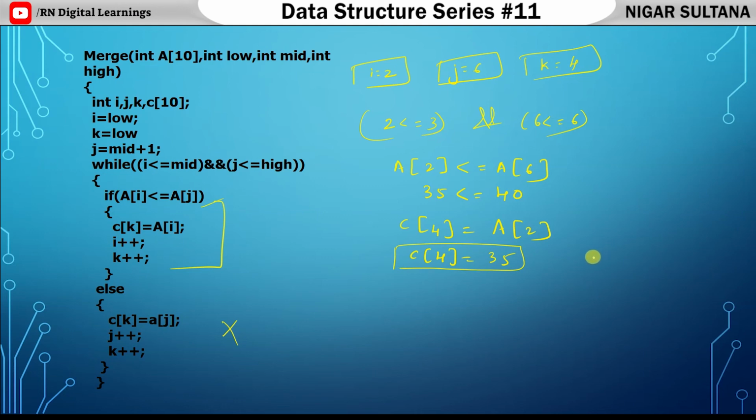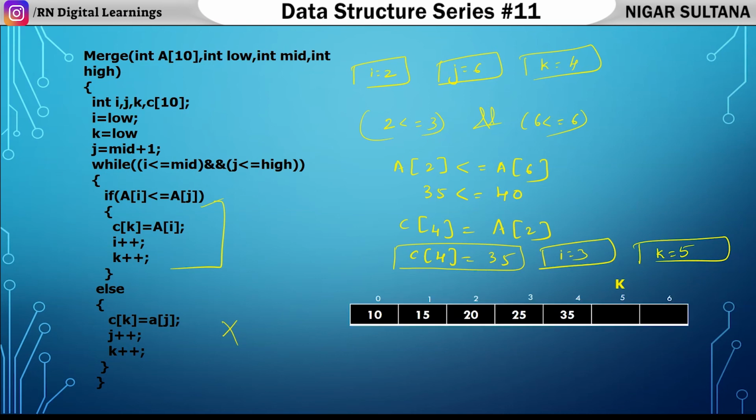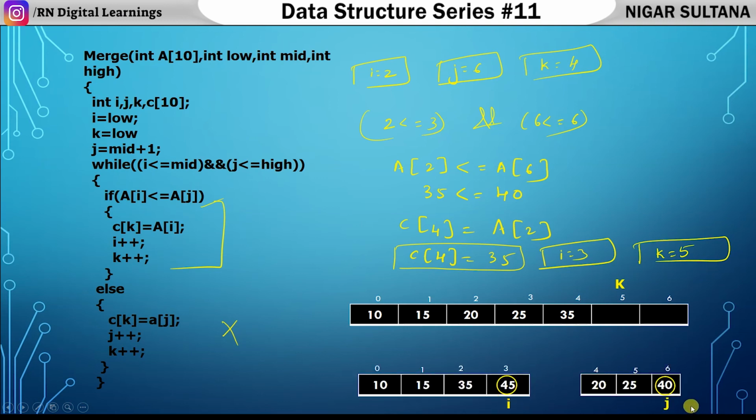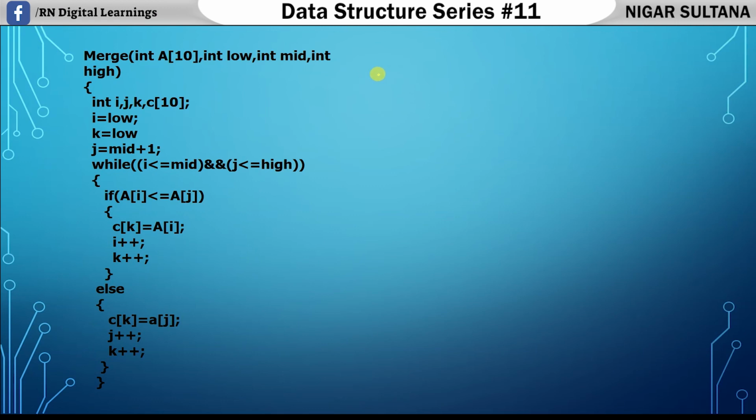Increment I and k. So what is I? Initially it was 2, now it has been incremented to 3 and k is equals to 5. Let's check. C of 4 is 35, I has been incremented, j will be as it is, k has been incremented from 4 to 5. In the next, I is 3 because it has been incremented, then j will be 6, k will be 5.